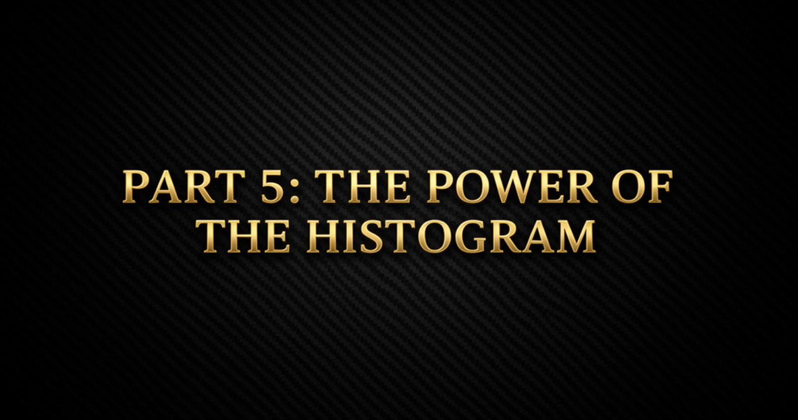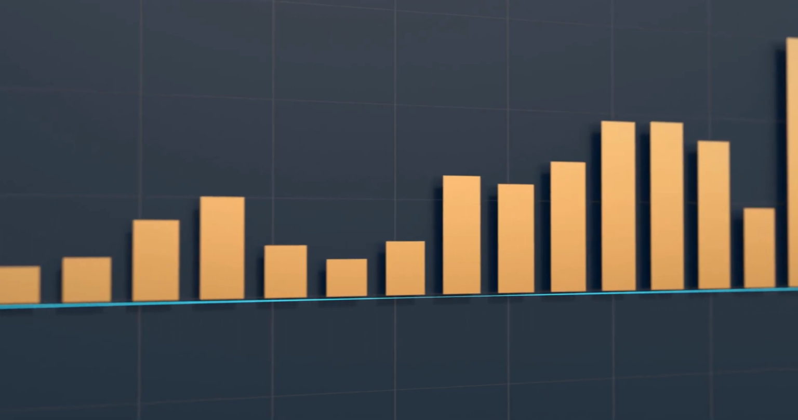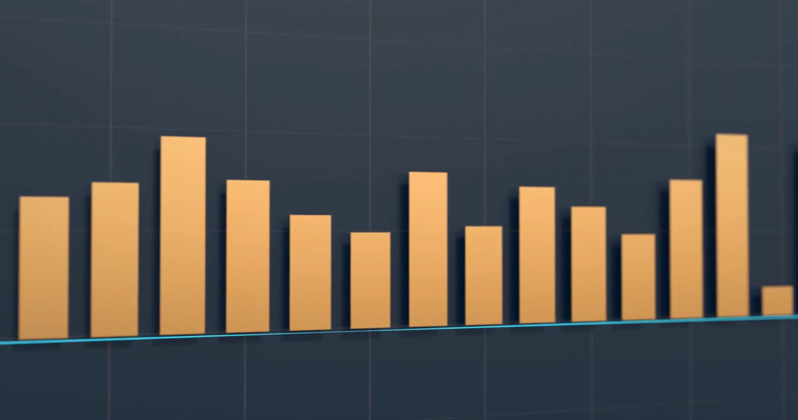Part 5. The power of the histogram. Many beginners make the huge mistake of ignoring the histogram entirely, focusing only on the lines. But the pros know that's where the secrets are. The histogram acts as a highly sensitive gauge of momentum speed. When the bars grow larger, it tells you that momentum is aggressively accelerating in that direction. The wind is in your sails.